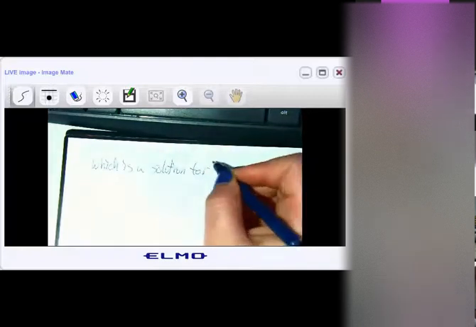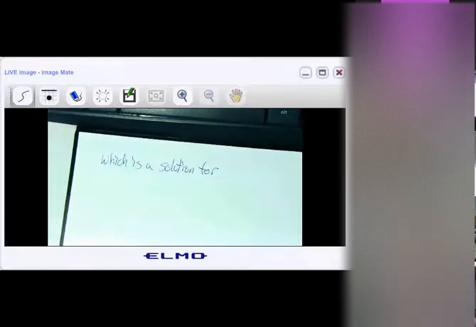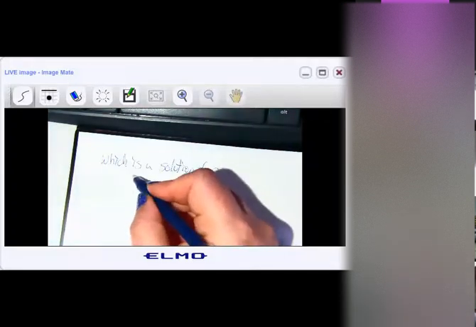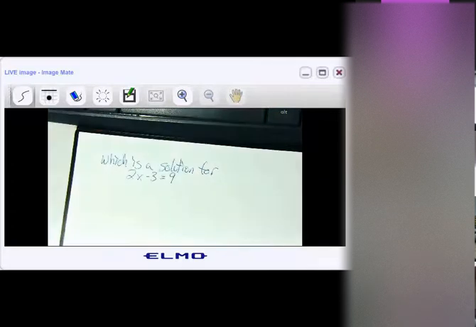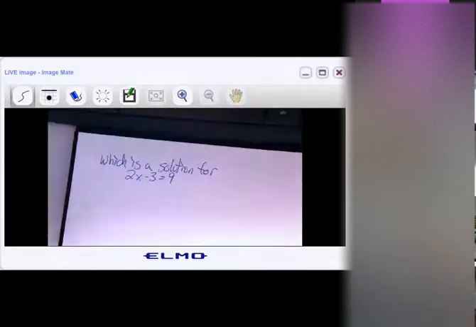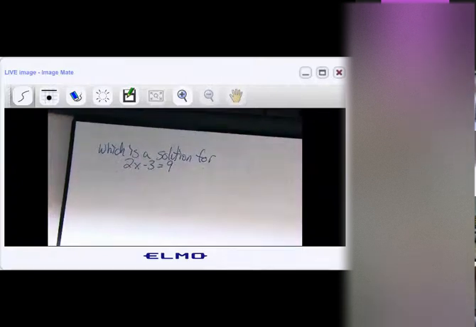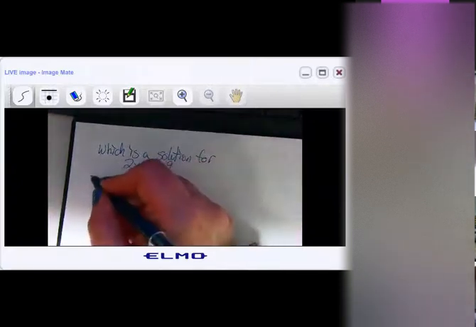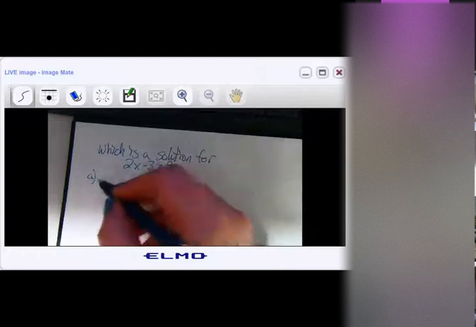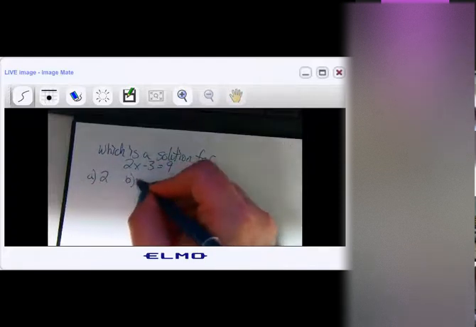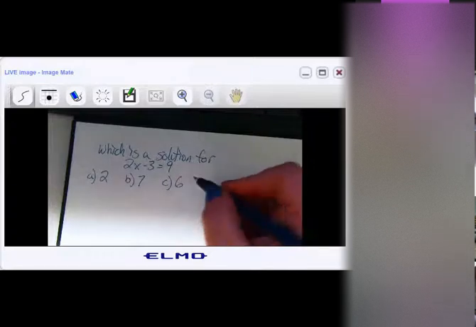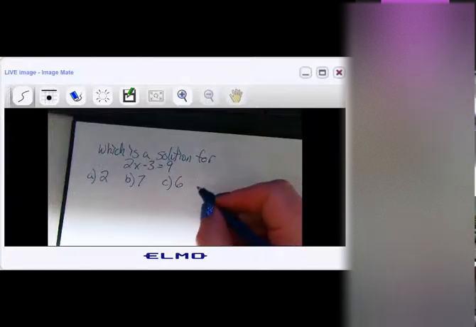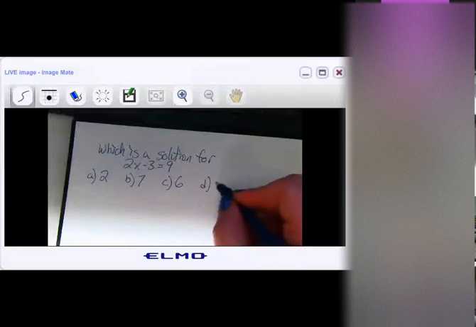for, and then it's going to give you some sort of an equation like 2x minus 3 equals 9, let's say. I don't know if the light's helping. See, now I think that's better. So it'll give you some choices. So maybe, I don't know, is 2 an answer? Is 7 an answer? Is 6 an answer? Or is 10 an answer?